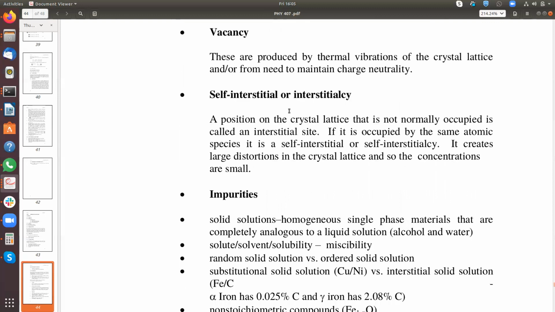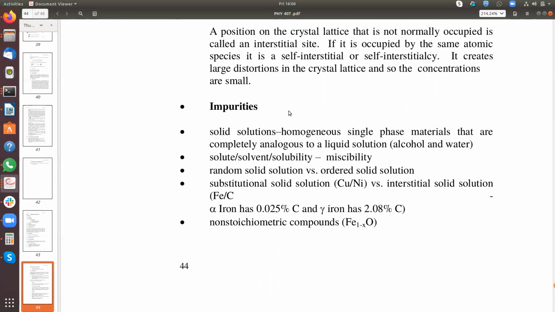Another one is impurities. Solid solution is a homogeneous single-phase material that is completely analogous to a liquid solution, that is alcohol and water, solute, solvent and solubility, which is miscibility. Random solid solution versus other solid solution. These are examples of impurity in the materials.